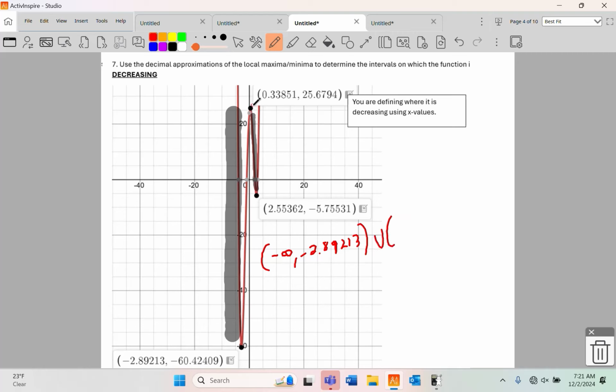All right, the next decreasing starts when x is 0.33851. This is something that most of you are not getting right, and it's like the easiest thing, until x is 2.55362. I don't understand how you can be a senior in pre-calc and not understand domain. Like, I don't get it.